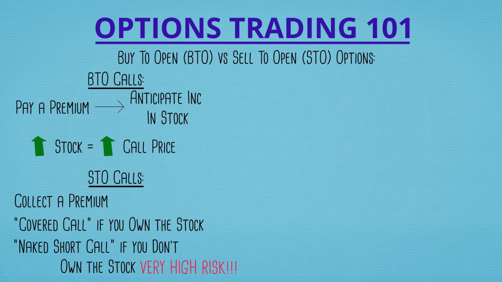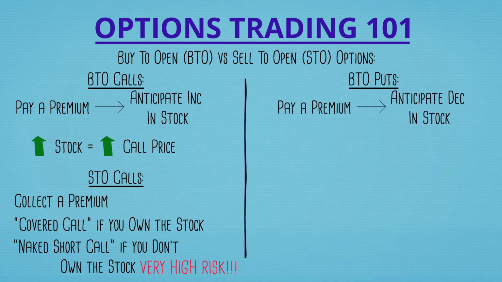Now, moving on to puts, just like with calls, you can buy to open a put. So, in other words, you're going long the put. And again, in this case, you pay a premium, but this time you're anticipating the stock price to go down. Because remember, puts give you the right to sell a stock at a given price. So you want to be able to sell it at a higher price than where the stock is at expiry. So you want the price to go down. That makes the value of the put option go up.